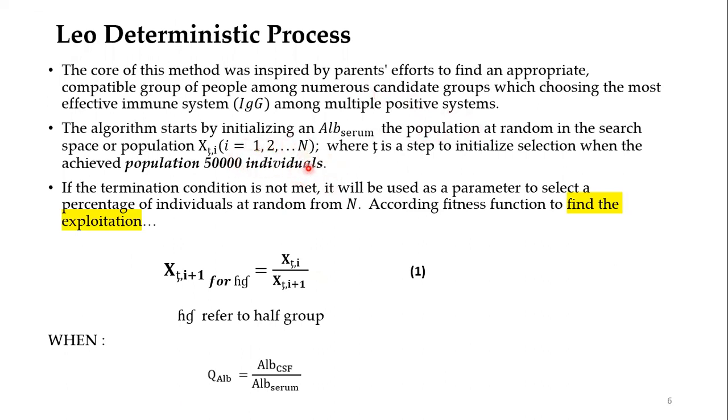Now, if we take a population of 5,000 individuals, we try to initialize our sample. The algorithm starts by initializing the albumin serum and the population at random in the search space. And we try to choose the most effective immune system, IgG, among multiple immune systems. Now, if the termination condition is not met, it will be used as a parameter to select a percentage of individuals at random from N. So this is X over X_{t+1}. That's the equation.